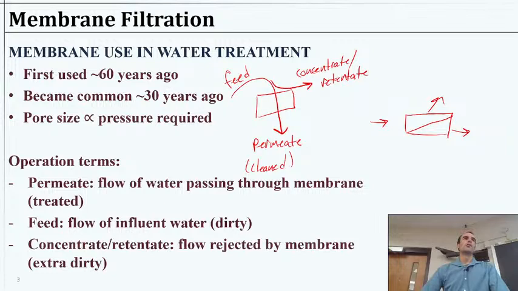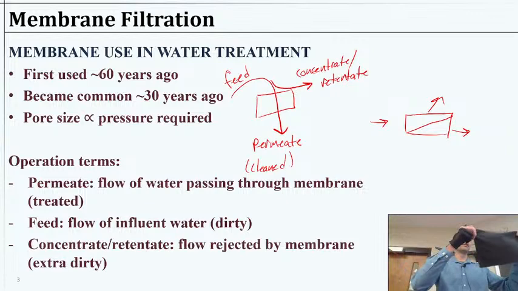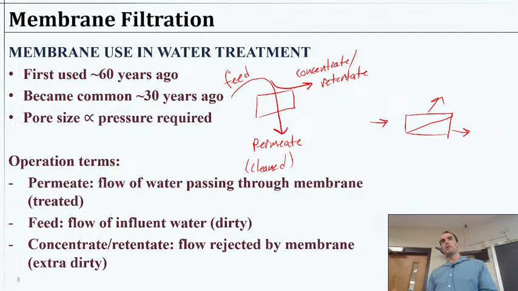But I'm drawing two different pictures here. One is like pretending we can see this actual membrane laid out and water flowing through it. And the other is just this box diagram saying, okay, this line represents a membrane and a barrier, right? Okay, so those are the basic terms.